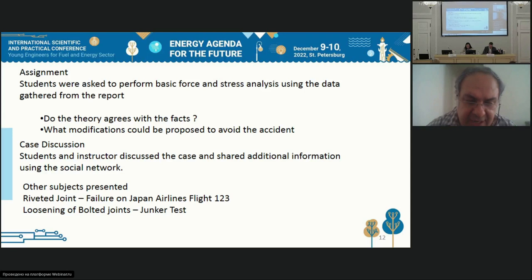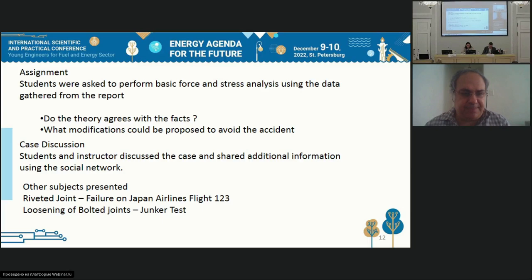Flight 23, and also we had a discussion on loosening of bolted joints, and then a study on the Junker test, which is a way to go into detail on how bolted joints lose tightness. So we got a subject that is shown in the classroom in two classes in a couple of hours, and we had a discussion of two weeks on a very complicated subject that is involved with the subject of the classroom.